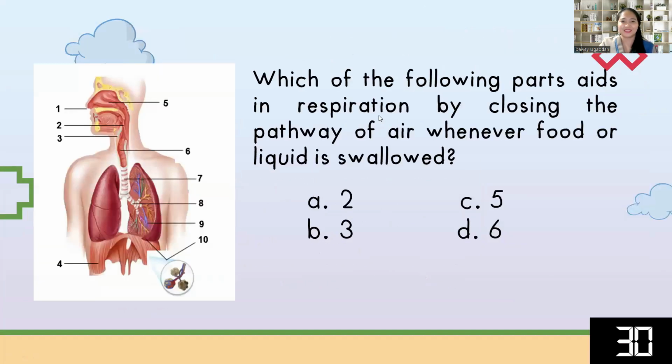Analyze the diagram on the left side to be able to answer question number 15. Which of the following parts aids in respiration by closing the pathway of air whenever food or liquid is swallowed? A2, B3, C5, D6. Key in your answer on the comment section.